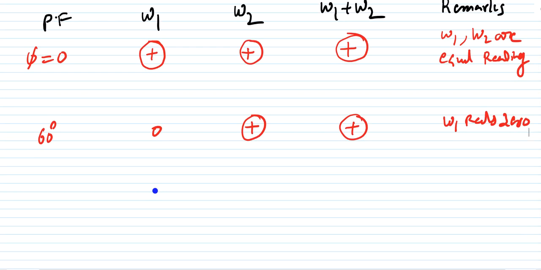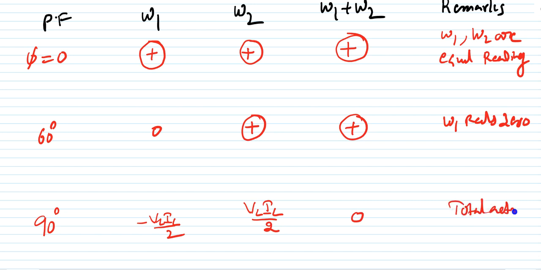Then if it is 90 degrees, this one is getting the negative value, isn't it? Minus VL IL by 2, and one is giving the positive value, but the magnitudes are the same. Therefore, the net power of W1 and W2 is going to read 0 here. So the total active power is 0 here. Why is it reading 0?